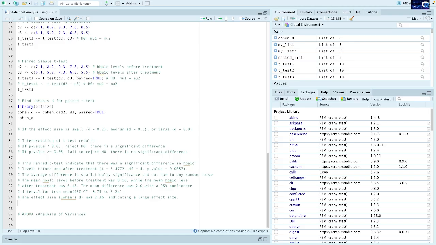So we will just interpret the result. Here, the chi-square test indicates that there is no significant association. The p-value is 1.